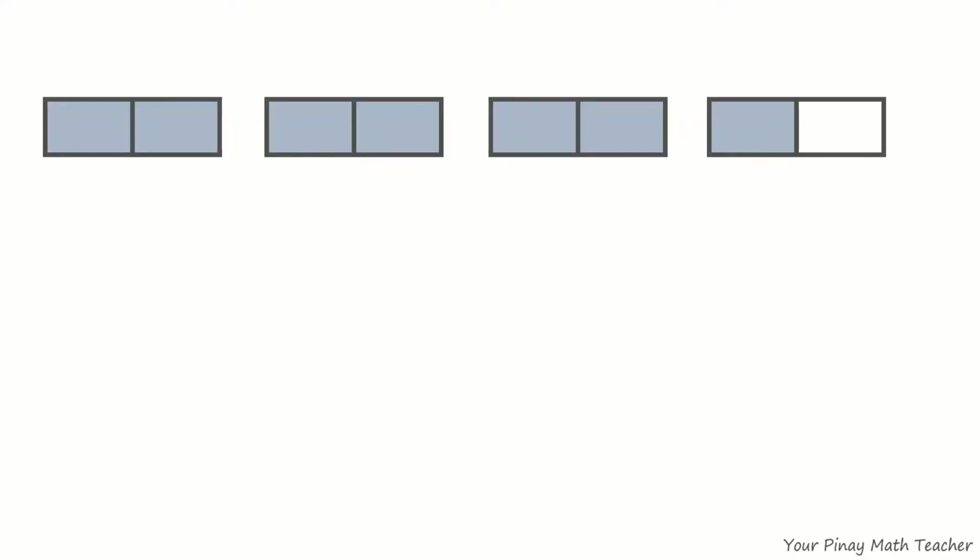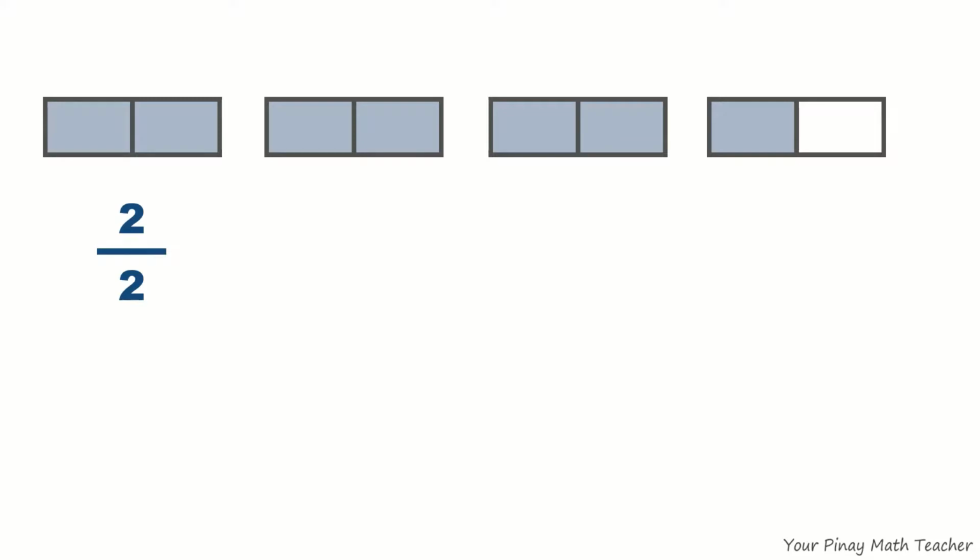How about this? What fraction of the whole figure is shaded? Each whole is divided into 2 equal parts. For the first part, 2 out of 2 equal parts are shaded. So we have a fraction for the shaded part, 2 out of 2, or 2/2.